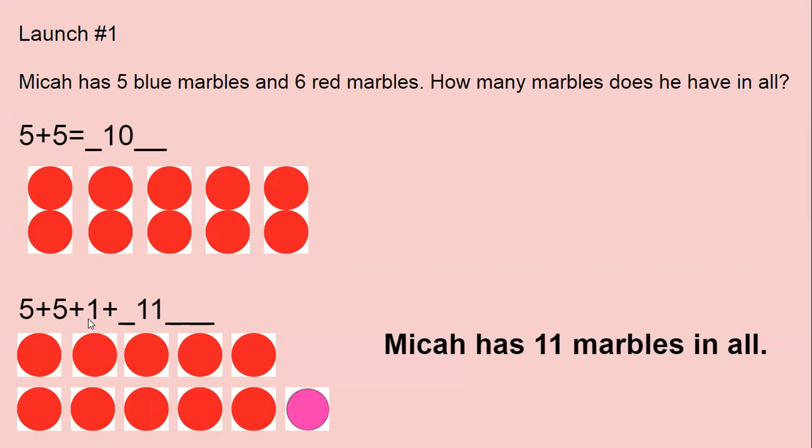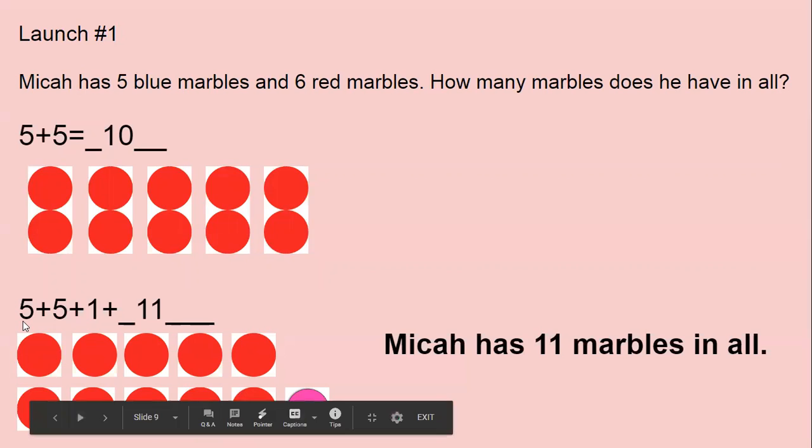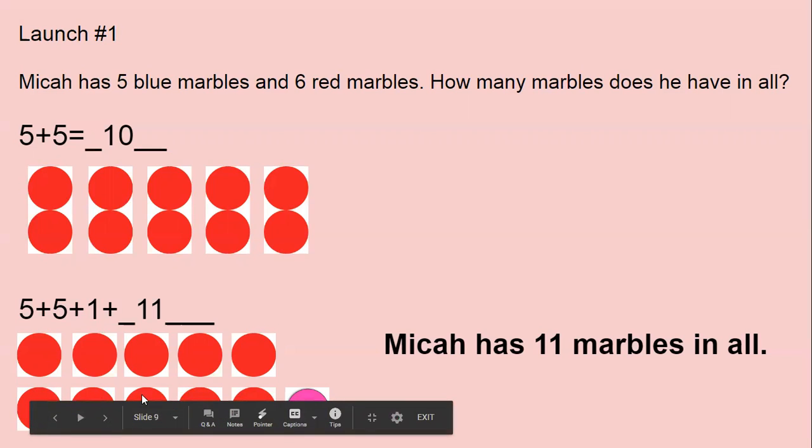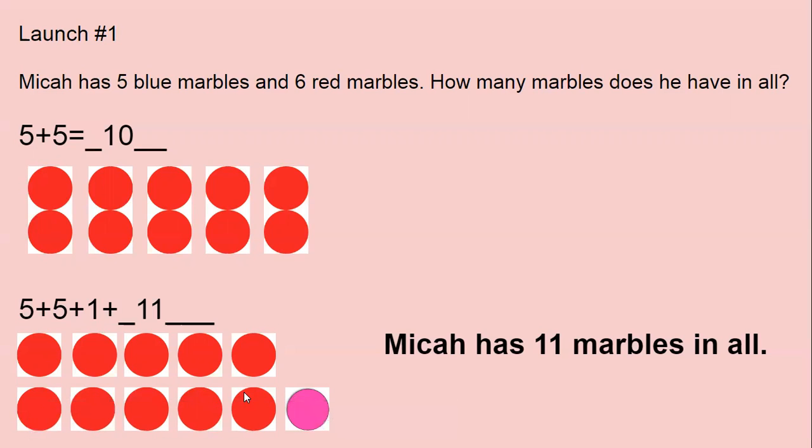So let's see, I use my counters here, and I'm going to put 5 counters on the top row. 1, 2, 3, 4, 5. And 5 counters on the bottom row because that's our doubles fact. 1, 2, 3, 4, 5. But I need to add one more counter, don't I? Because the right equation is 5 plus 6.